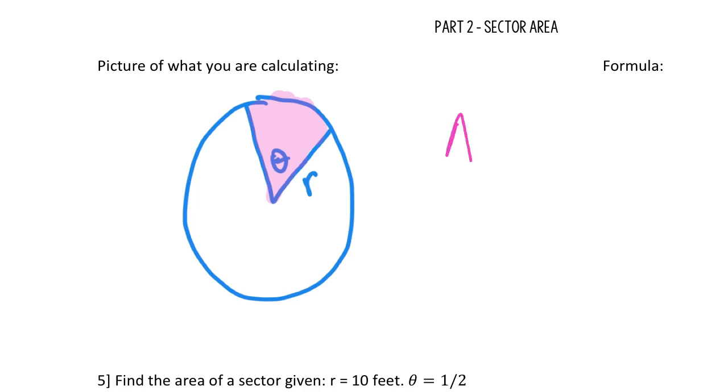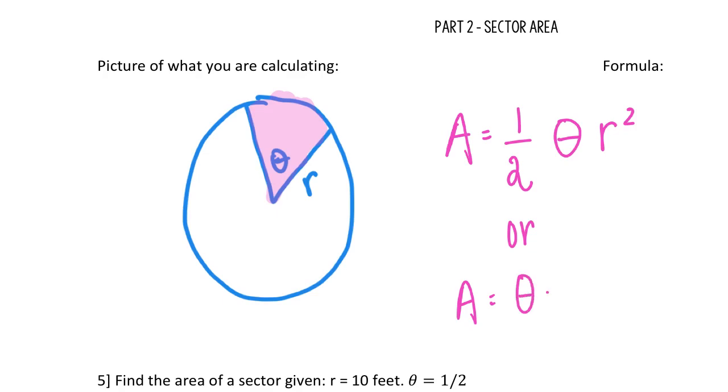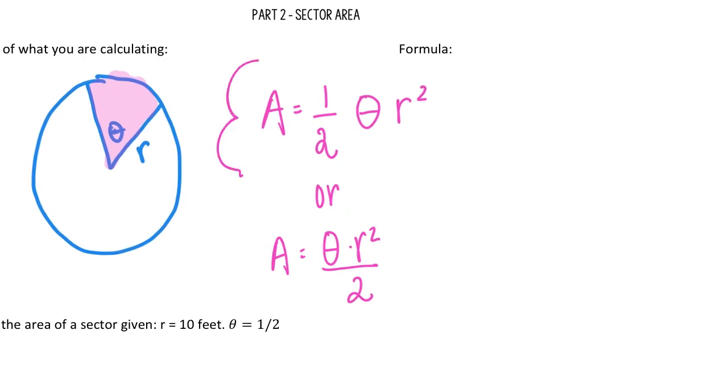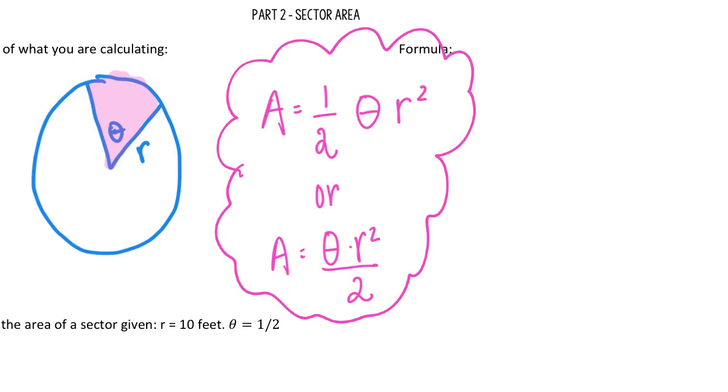Area, sector area, is equal to 1/2 theta times your radius squared. Or another way to think about it, the area is equal to theta times the radius squared divided by 2. So you might want to happy cloud that guy. You'll be using that formula all on the back.